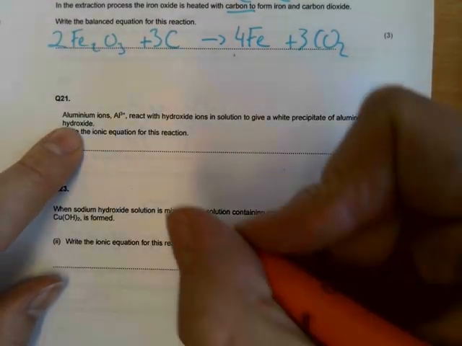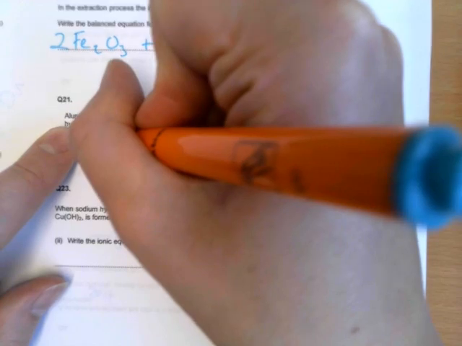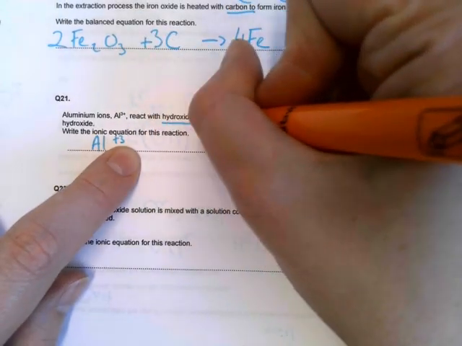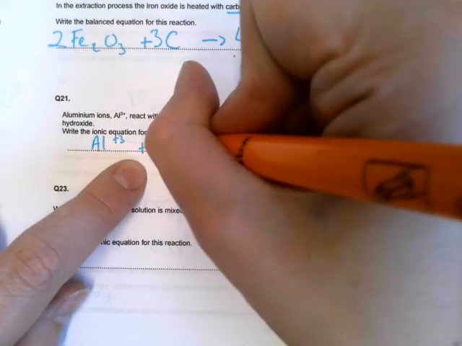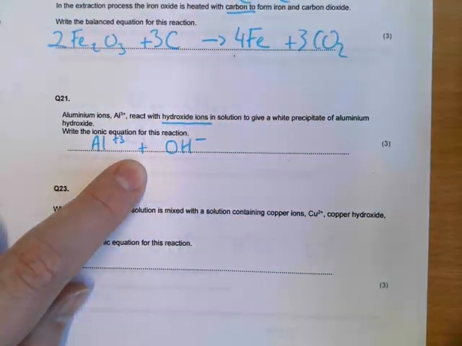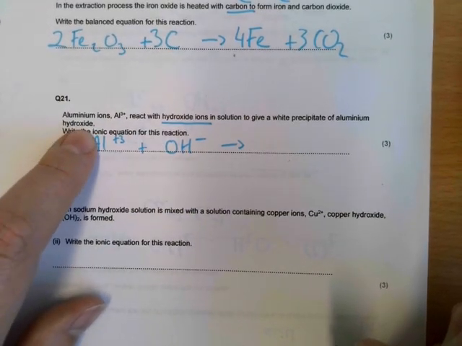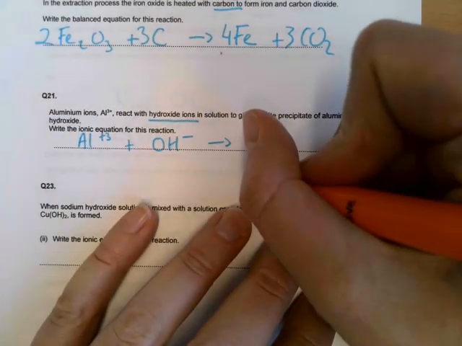Next one. Again, I've asked for an ionic equation. I'm told that aluminium ions, and I'm given the formula as Al+3, react with hydroxide ions. You are expected to know the formula of a hydroxide ion. We do it in acids and alkalis. It's OH-. So they're my 2 ions, and they're going to react together to give me aluminium hydroxide.